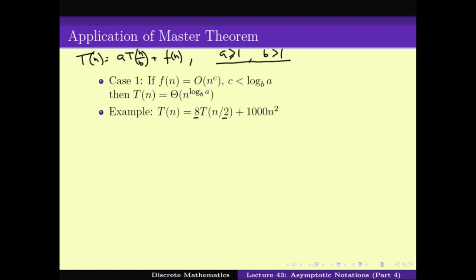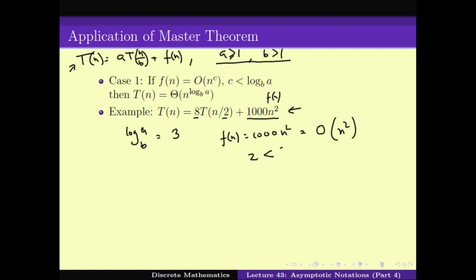It has the same form as this one, where this is of course the f(n) that we are talking about. And what is log a base b? Log a base b is log 8 base 2, which is 3. And f(n) is 1000 n squared, which is of course less than n cube. Actually, sorry, I mean this is order of n squared, and 2 is strictly less than 3.